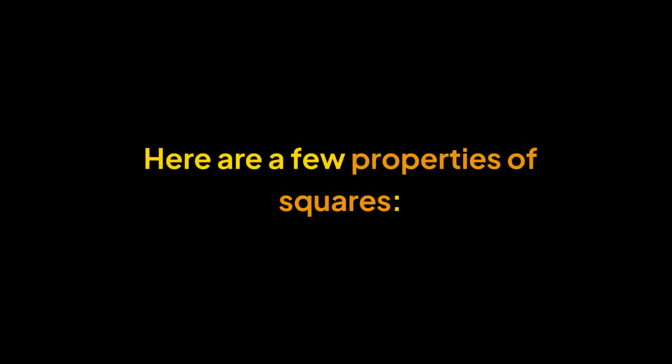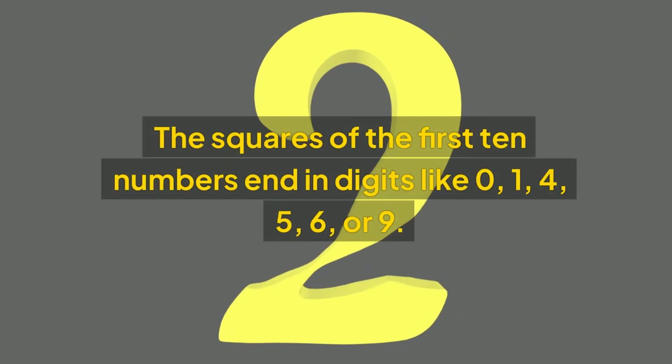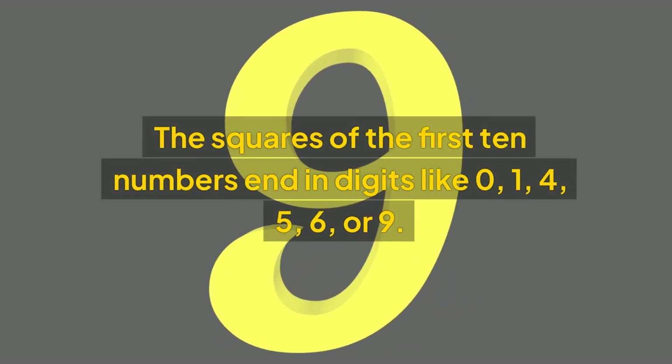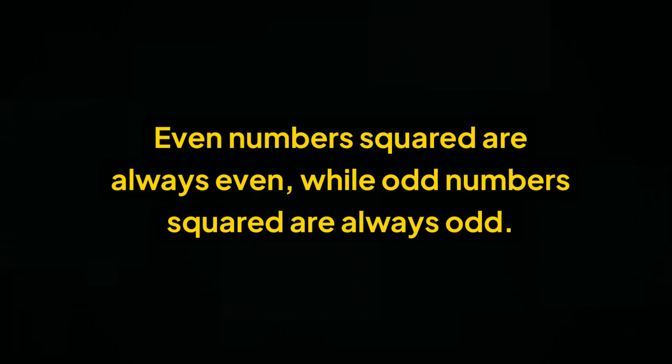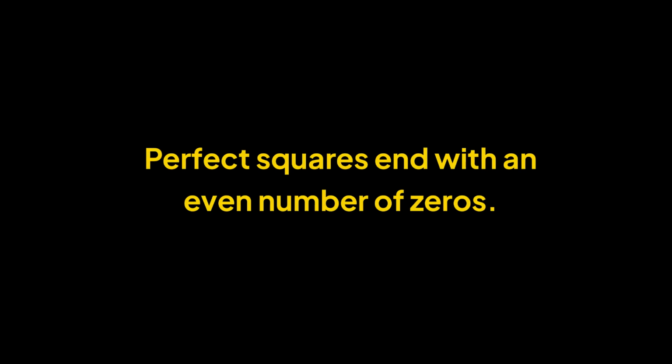Here are a few properties of squares. The squares of the first 10 numbers end in digits like 0, 1, 4, 5, 6, or 9. Even numbers squared are always even, while odd numbers squared are always odd. Perfect squares end with an even number of zeros.